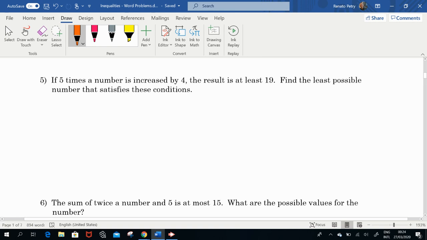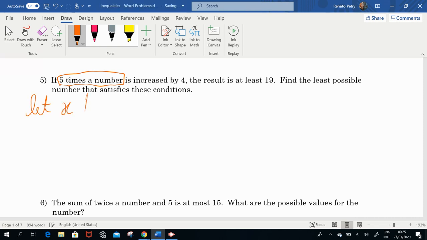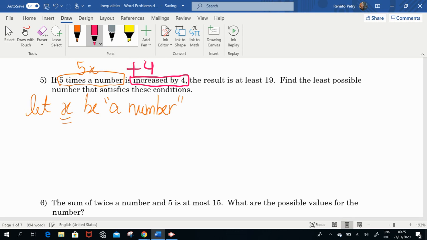So if 5 times a number is increased by 4, first, let x be a number. I'm naming my variable. 5 times a number would be 5x. Do you agree? Then, increased by 4 means plus 4. The result is at least 19.